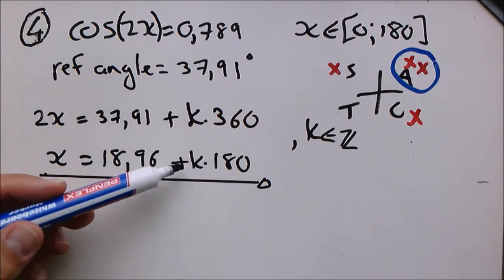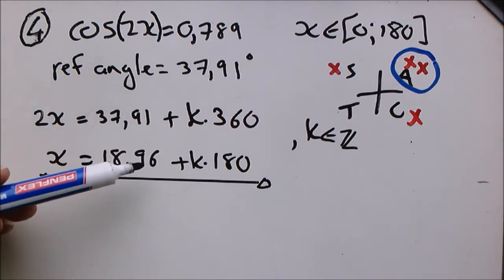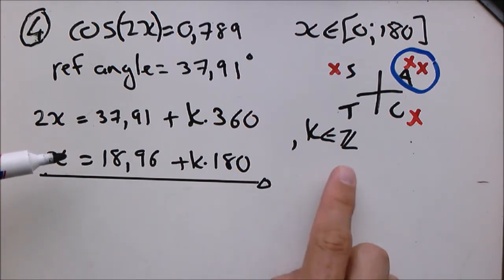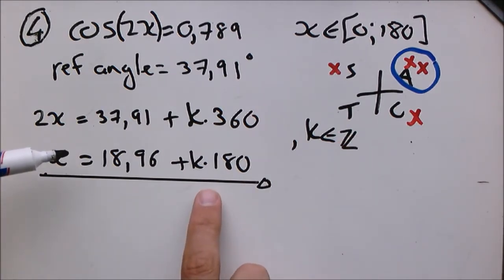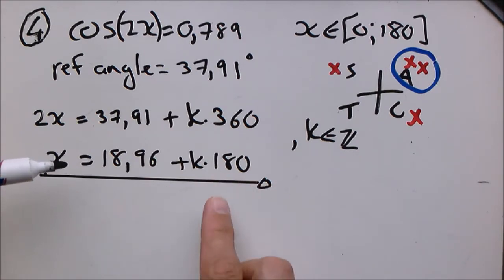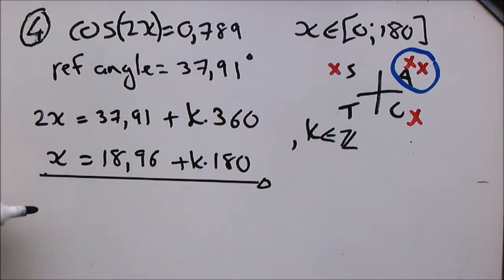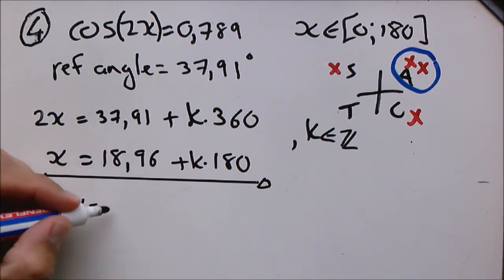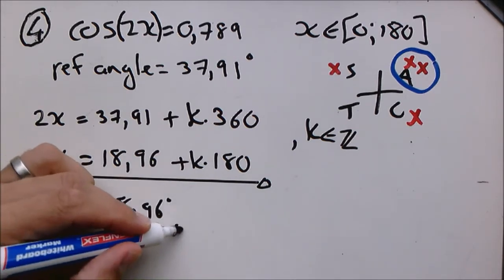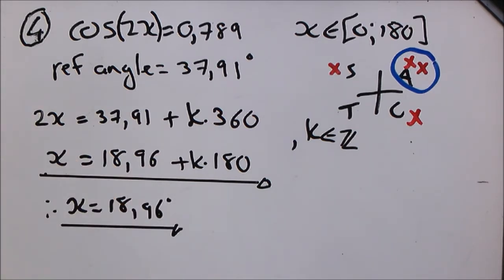So if you make k 0, you get 18,96. If you make k 1, you can see it falls outside of that. It goes into 198,96. If you subtract 180, meaning making k -1, it also falls out. So our final answer is just 18,96 degrees. So this is number 4 of exercise 15. Let's move over to number 6.